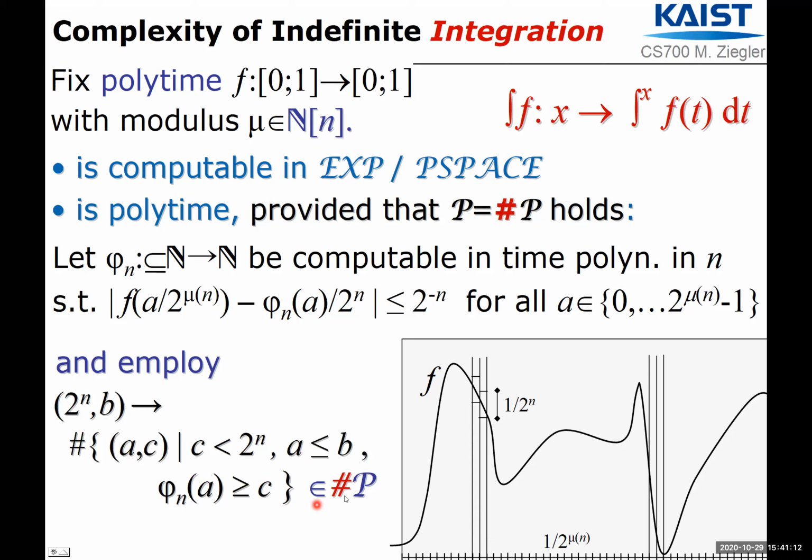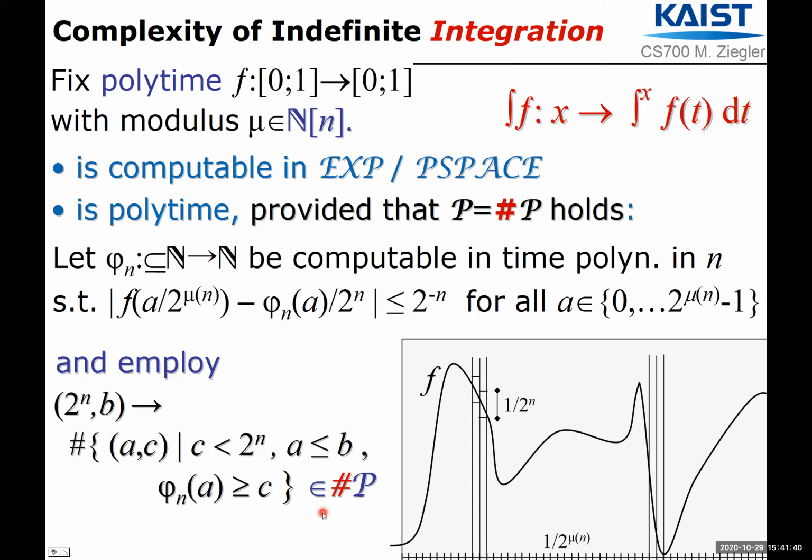And this is a #P counting problem because again, these are polynomial-length witnesses. C has length polynomial in n, A has length at most B, and B has length polynomial in the input size. And verifying whether this holds is polynomial time decidable, because we consider this integer function to be polynomial time computable.